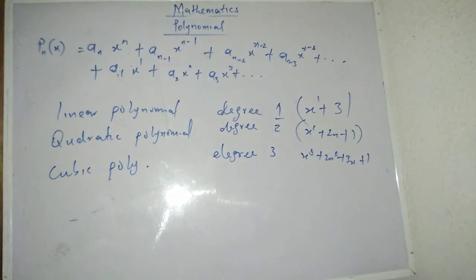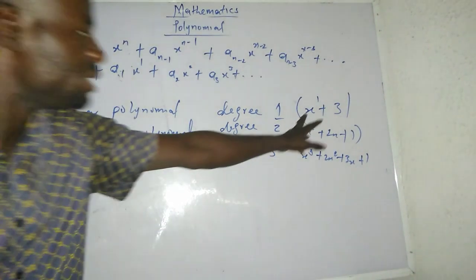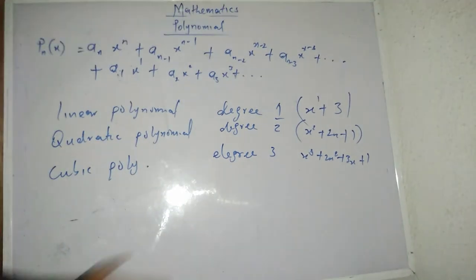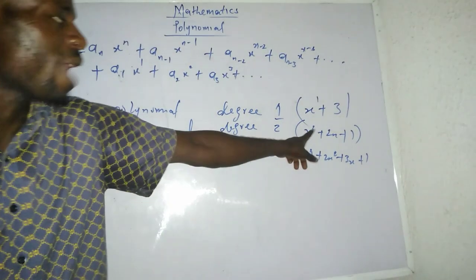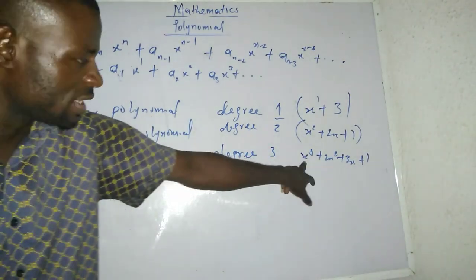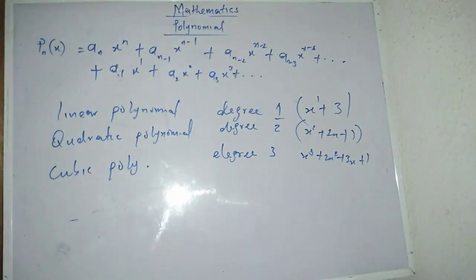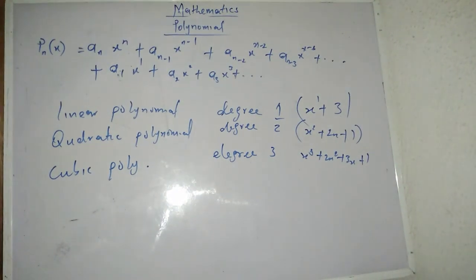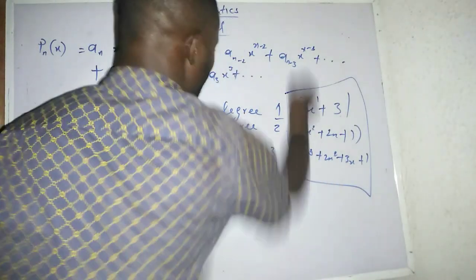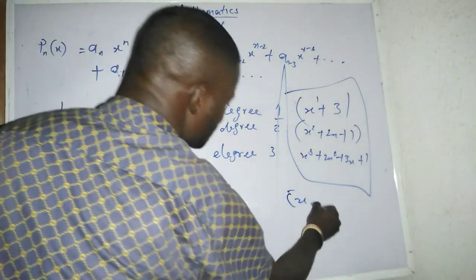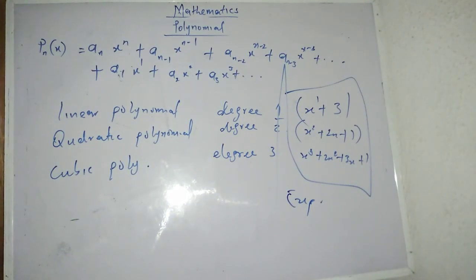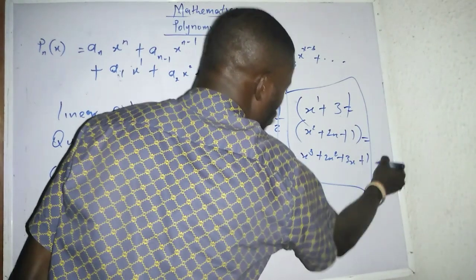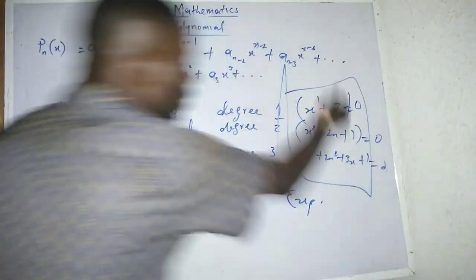Now, the more the degree, the more the factors. If I factorize this, I will have 2 factors. If I factorize this, I will have 3 factors. Now, the difference between factor and root: when I have something like this, it is known as an expression.